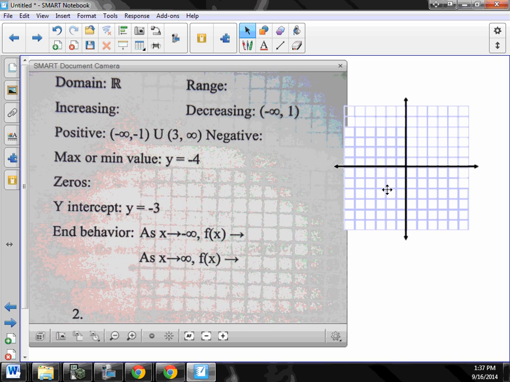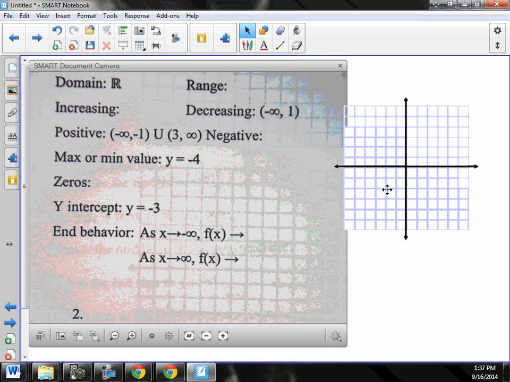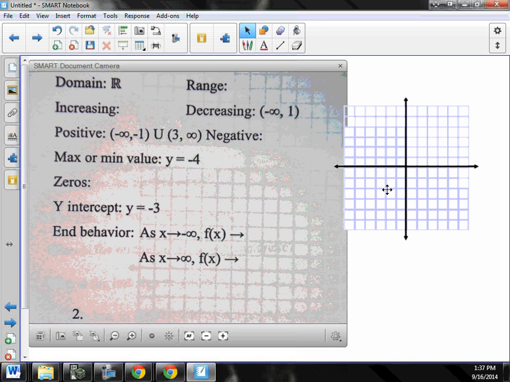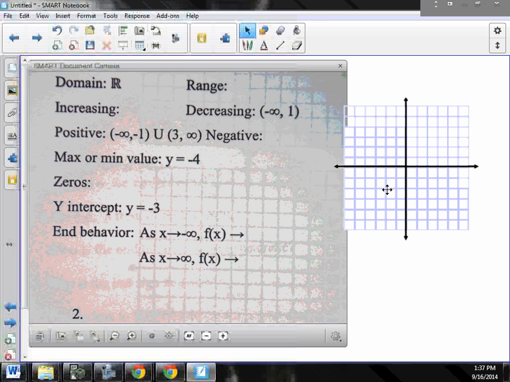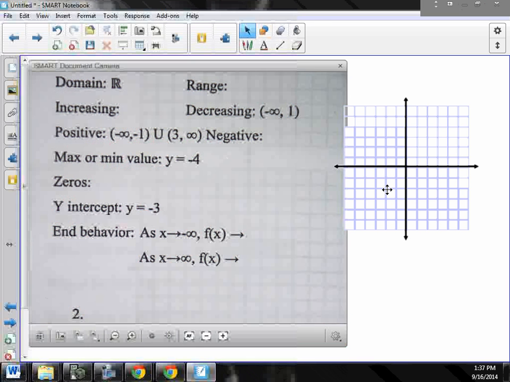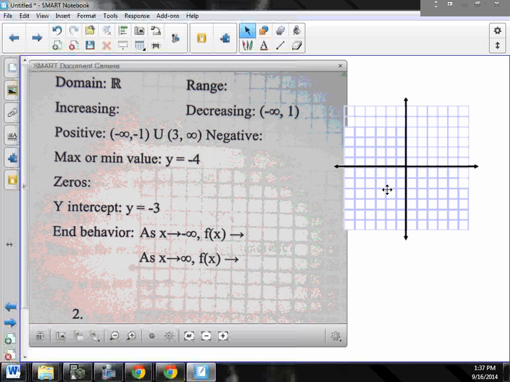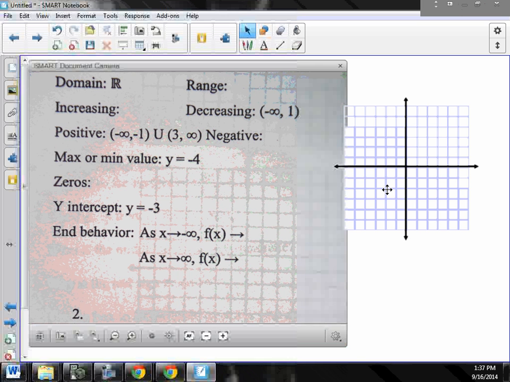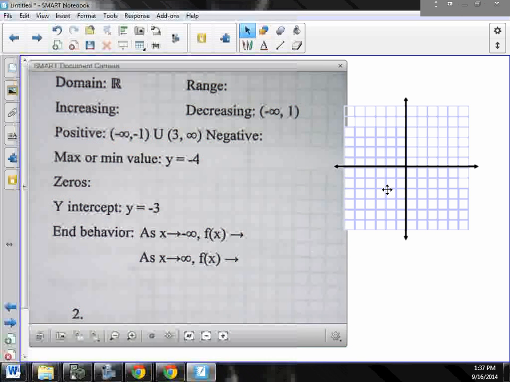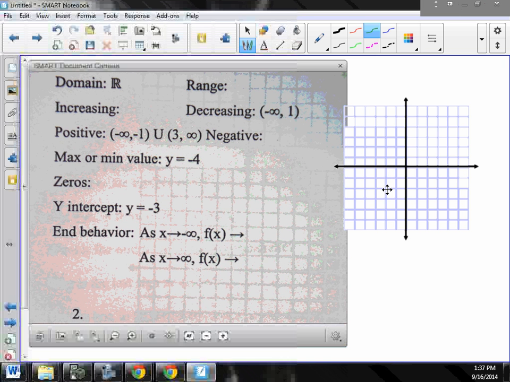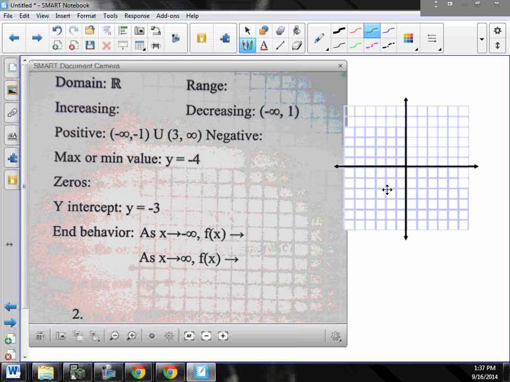So I know that the domain is all real numbers. I know it's decreasing from -infinity to 1. It's positive from -infinity to -1, and from 3 to infinity. The max or the min value is -4, and I know the y-intercept. Okay? So just from this information, what can you tell me about the graph? The roots are -1 and 3.